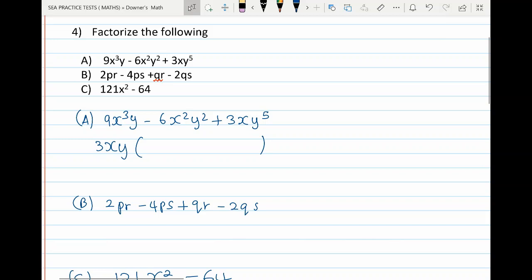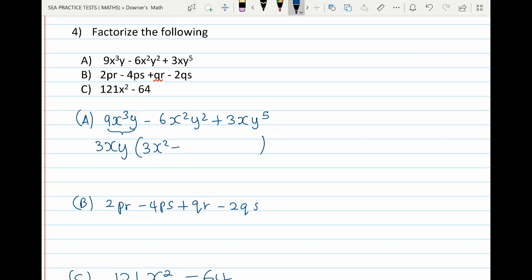Alright, so if we divide 9x cubed y by 3xy, or we take it out as a factor, we're going to get 3x squared for the first term, right? Because x cubed divided by x will give us x squared, and y divided by y will give us 1. That is understood right here. Then we'll be dividing this term here, minus 6x squared y squared by 3xy. We are dividing a negative term by a positive term, and therefore the answer has to be negative right here. So we're going to put a negative answer right here.